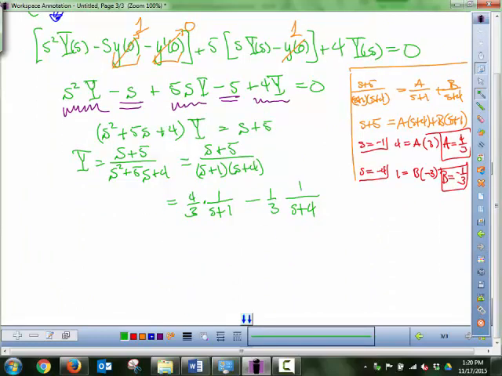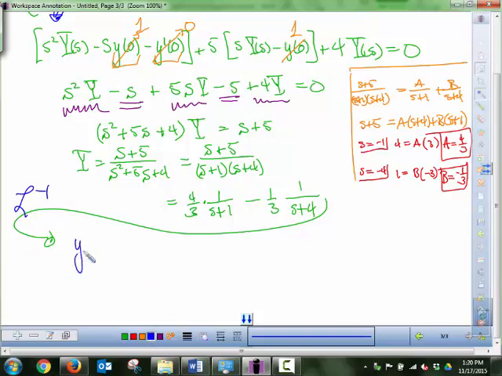So back to the real world. We're going to do inverse Laplace now. So we're back to the real world with a little t, or little y, so big Y is equal to 4/3, a constant, and then you have e to the negative 1 times t, minus your constant 1/3, e to the negative 4t.